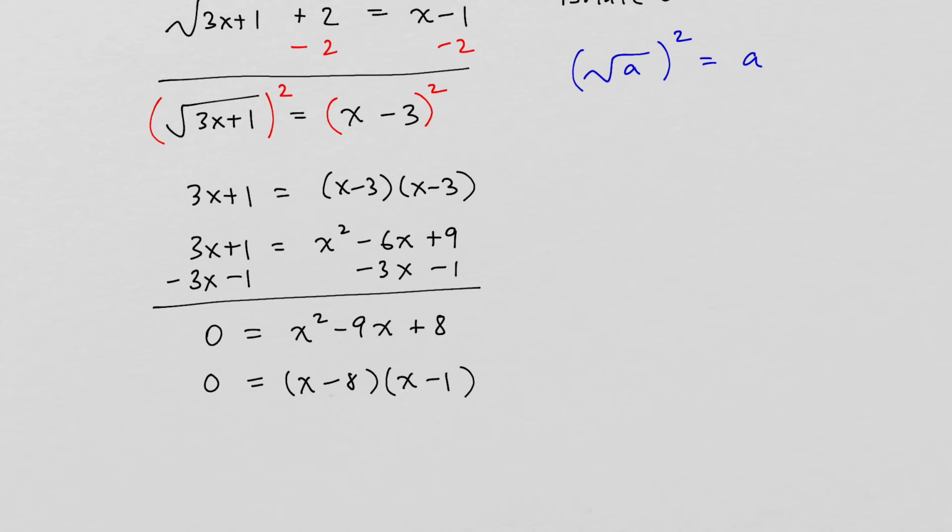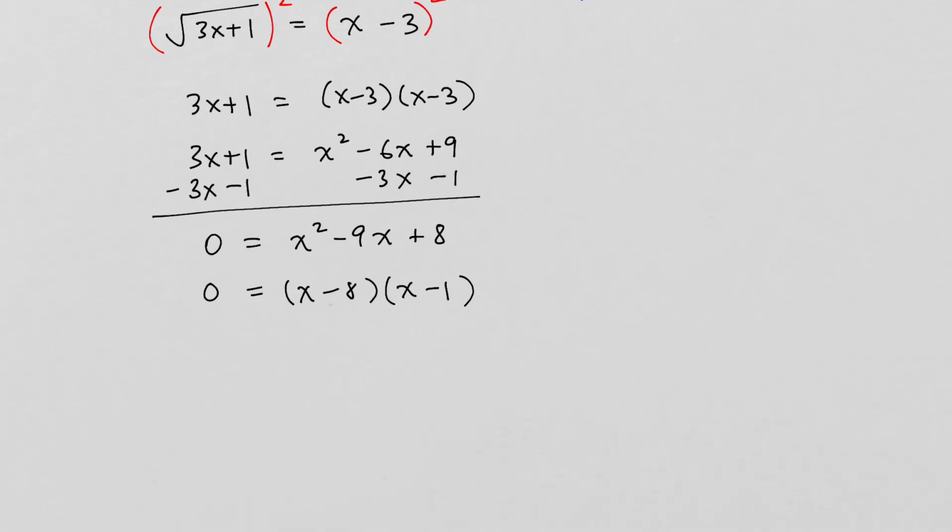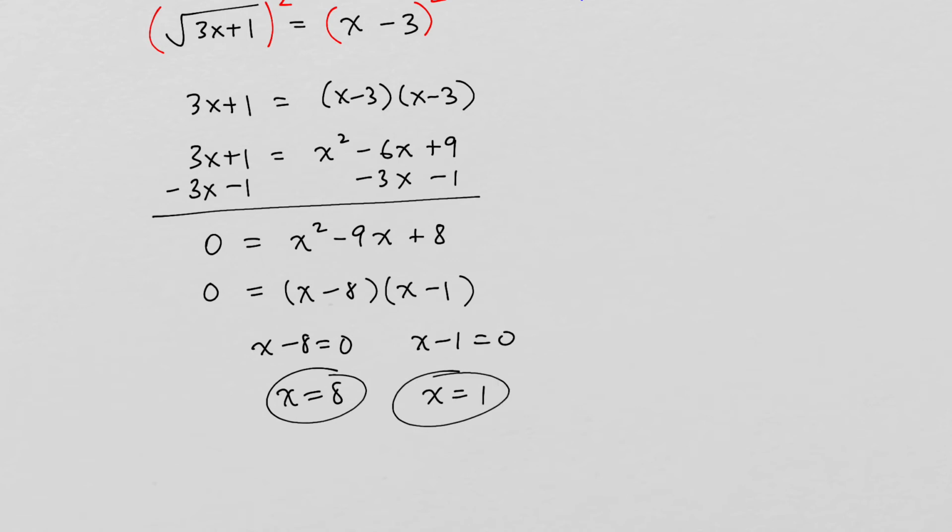Again, the factoring here, I believe, is pretty straightforward. Should be x minus 8 times x minus 1. And from there, we set each of those factors equal to 0, and we end up getting x equals 8 or x equals 1. Okay, now just like before, you must check your answers. And this time, when you check, you have to actually plug it in.